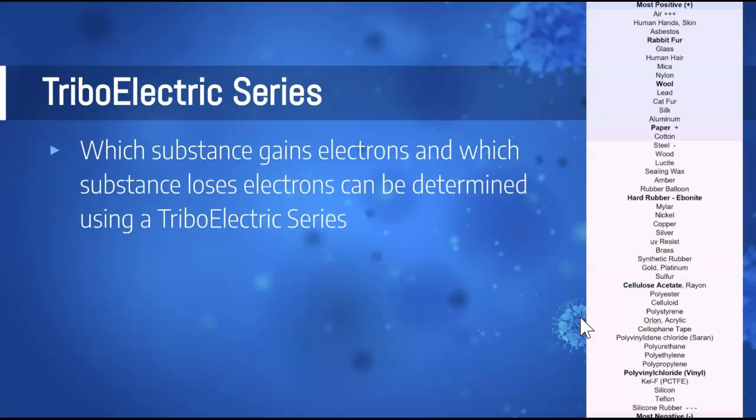Well, we can figure this out based on what's called the Triboelectric Series. Now, when you rub any two objects together, one substance will gain electrons and the other substance will lose. And that is based on basically how strongly those substances want to hold on to their electrons. Right? So substances that have a very weak hold on their electrons will give them away. So when you rub something against them, the electrons will leave. Other substances have a very strong hold on electrons and will try to pull them away from other substances.